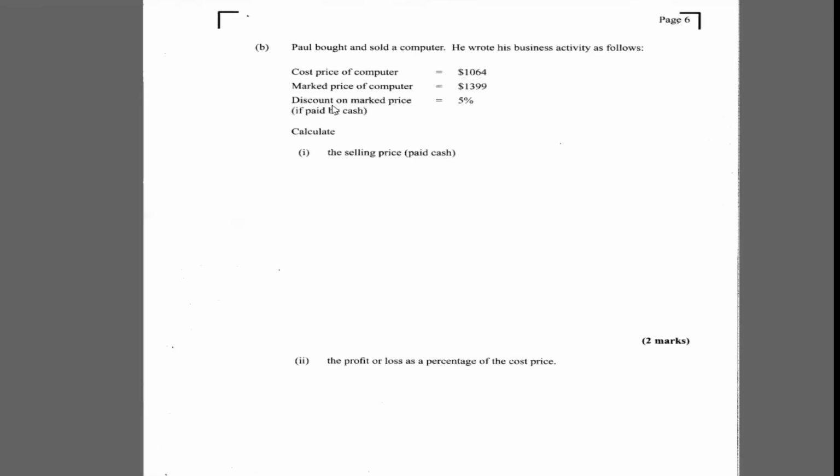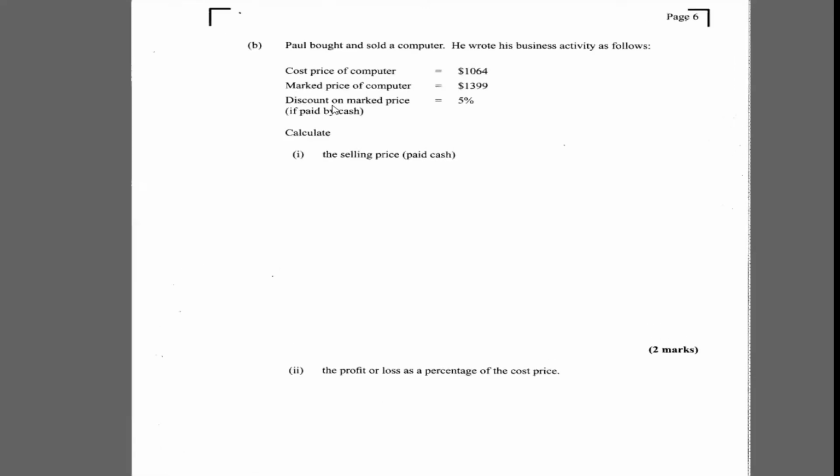All right. Part B. Part B is telling us that Paul bought a computer and then he sold it. He wrote his business activity as follows. Cost price. Cost price means how much Paul bought the computer for. He bought it for $1,064. Marked price is $1,399, and you give people a discount of 5%. What is the selling price? The selling price is the marked price and then take away the discount. I like to call selling price SP.